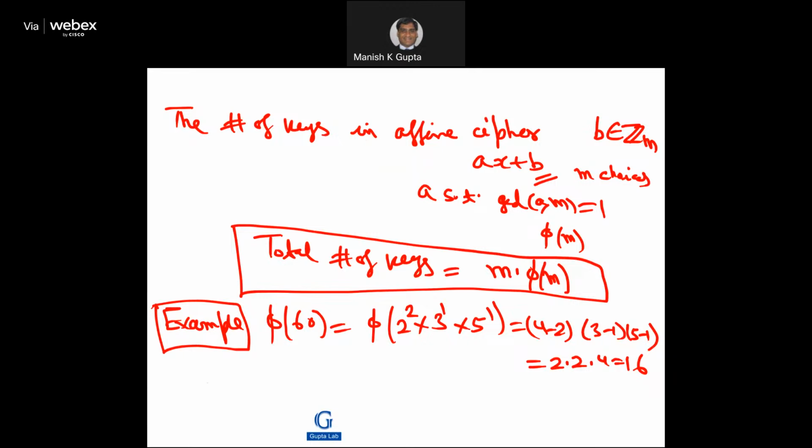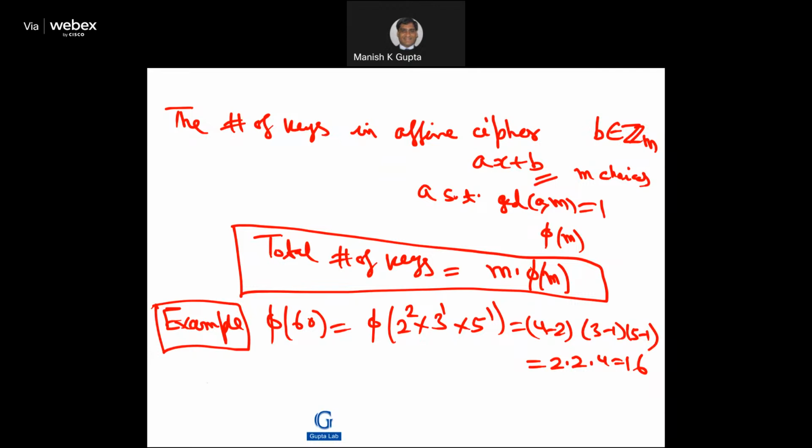Now one can ask, how many keys are there in the affine cipher? We know the affine cipher is AX plus B. So we need to choose the pair A and B. How many ways can we choose A and B? B can be chosen in any of m ways, and A can be chosen such that GCD of A and M is 1. That can be done in phi of m ways, the Euler totient function. So the total number of keys is M times phi of m.